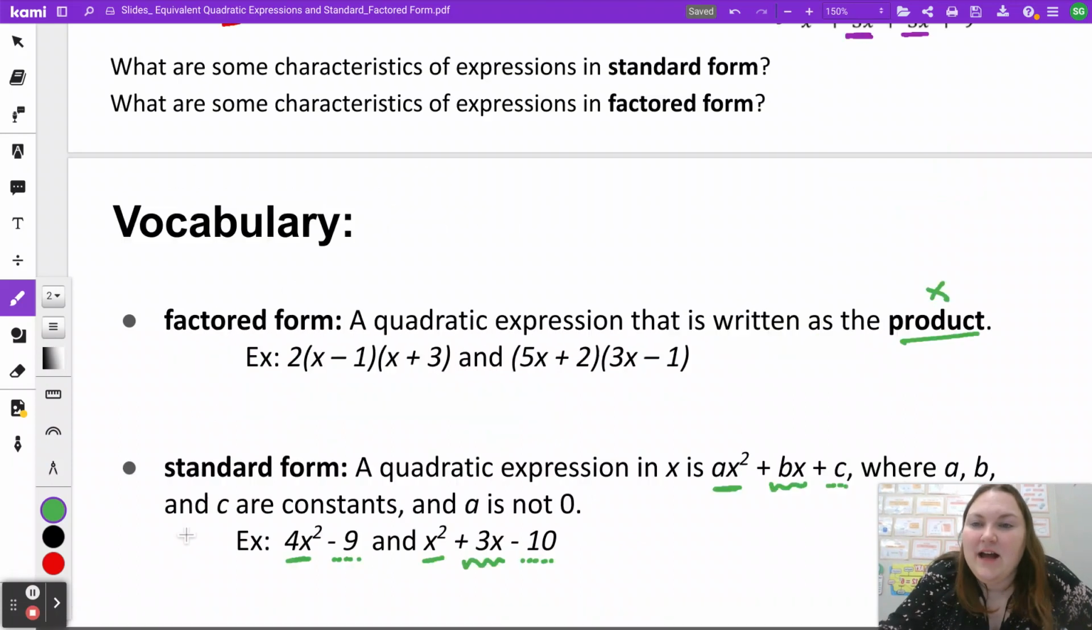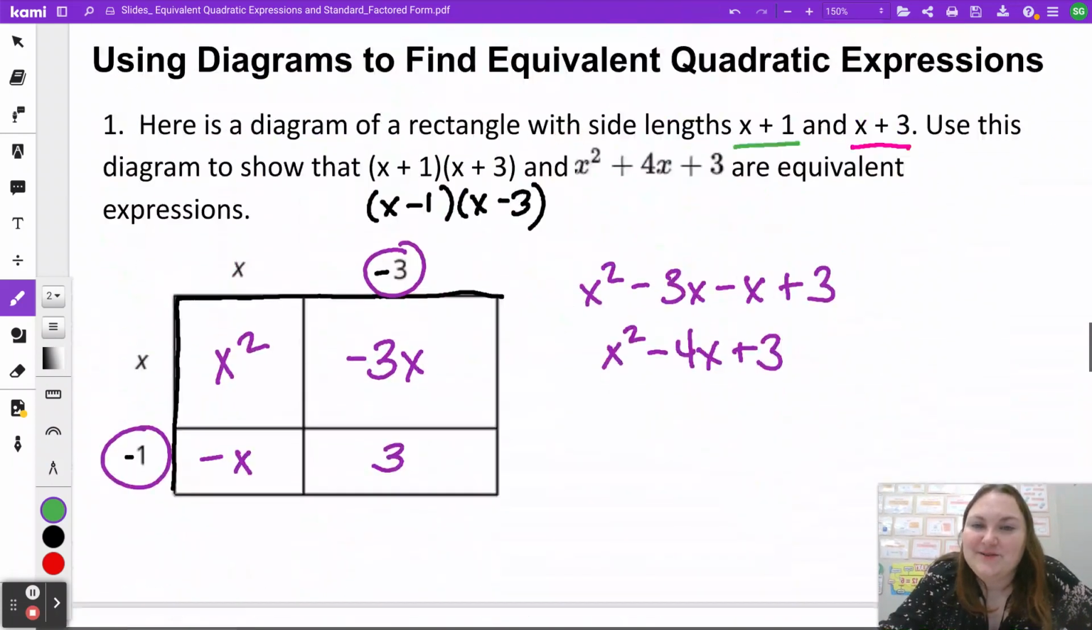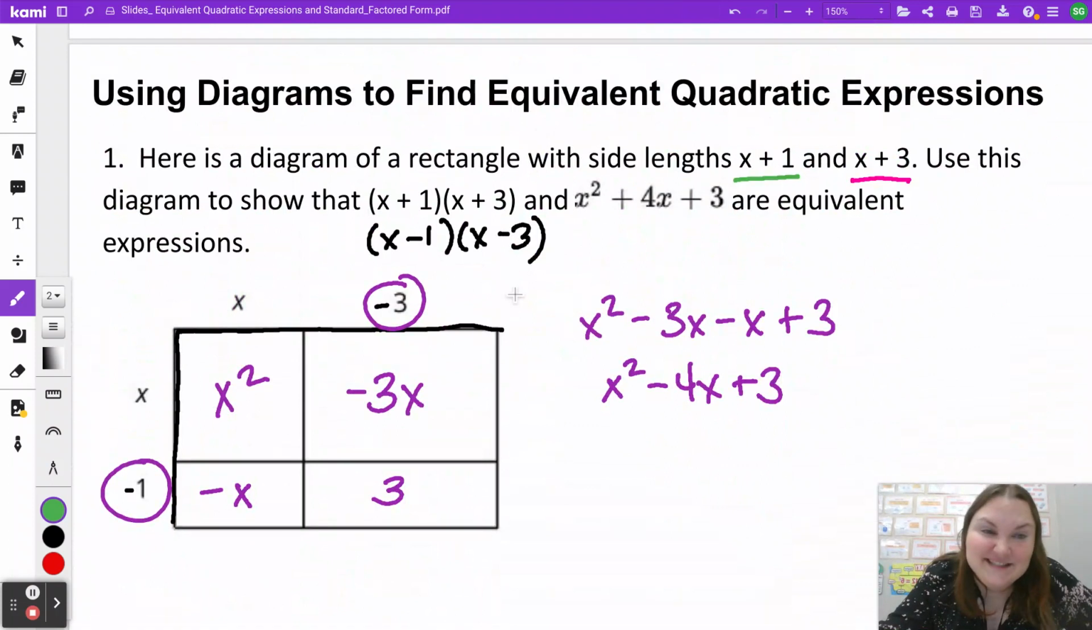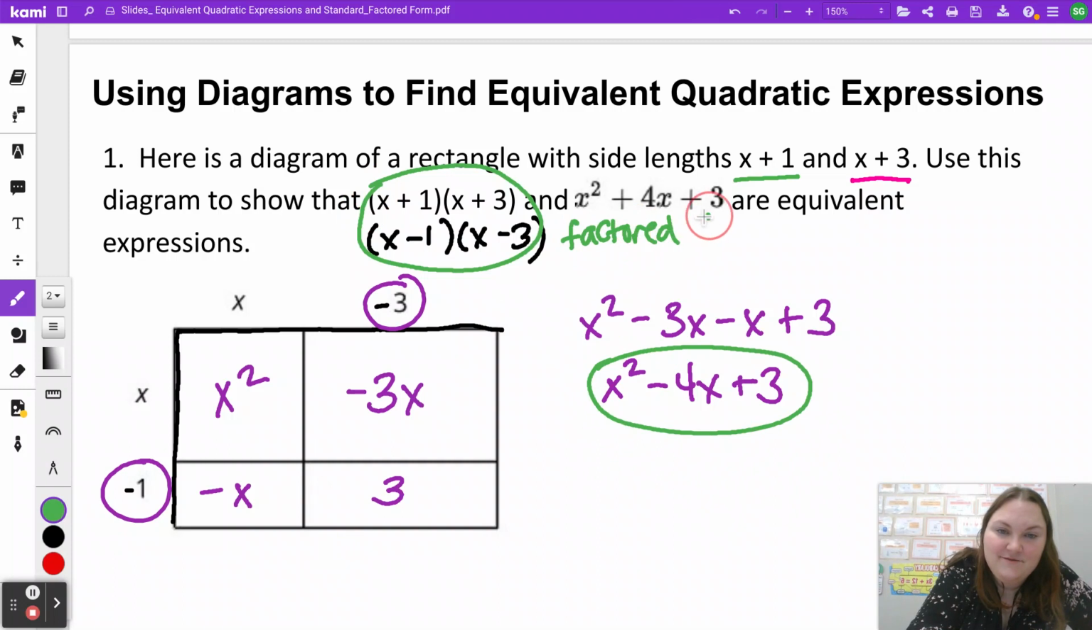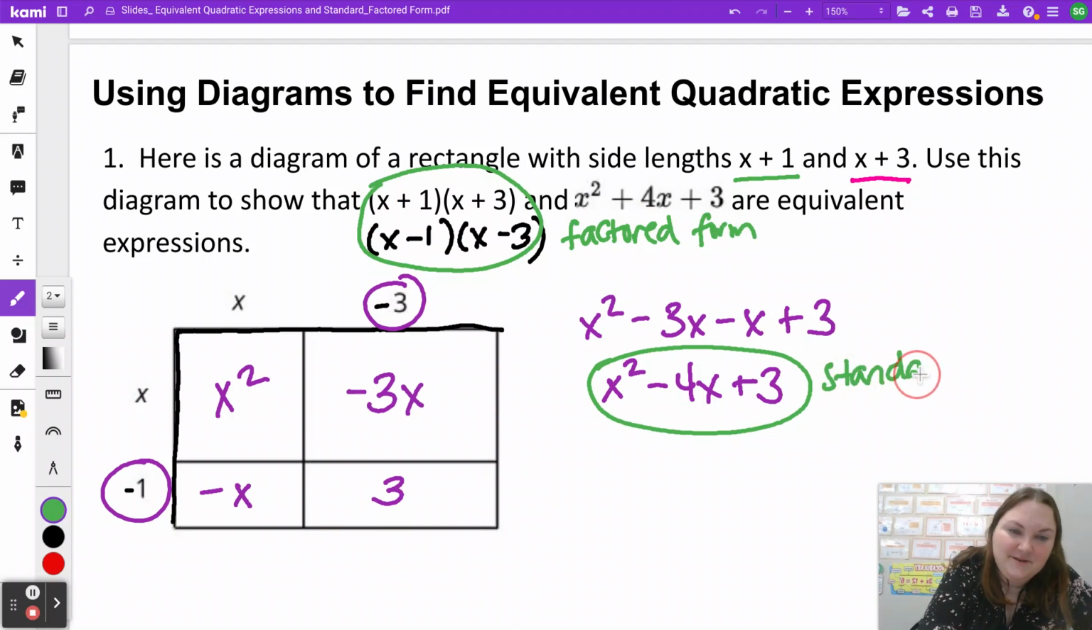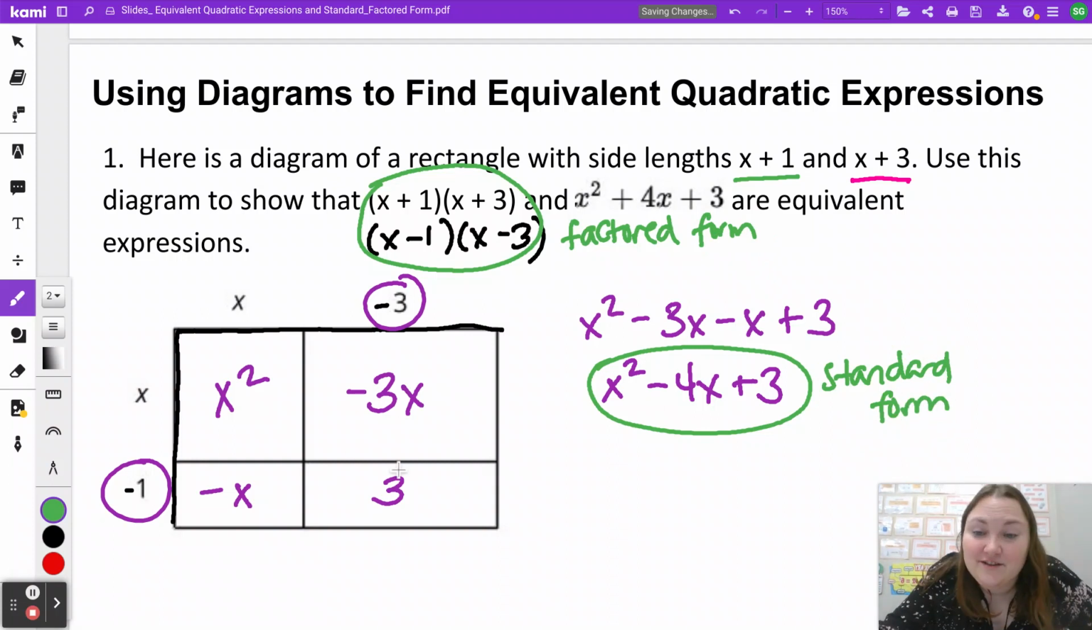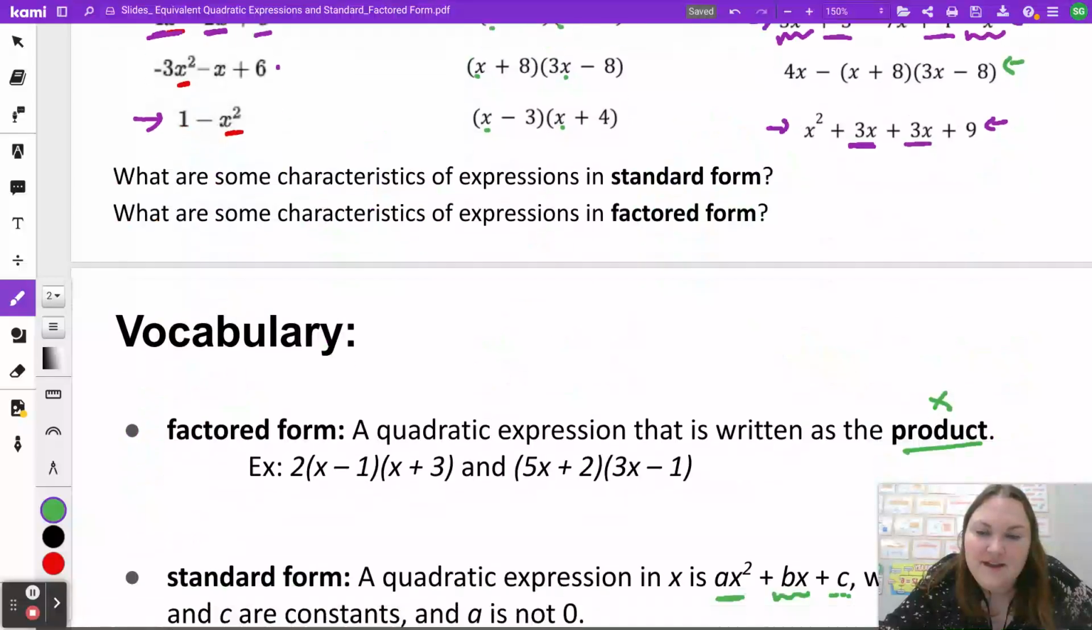And so earlier in this lesson, when we were doing all of this math to find these equivalent expressions, I was giving you something in factored form, and you were finding an equivalent expression in standard form. This is what we call factored form, and then this is what we call standard form. So that's the last piece, is putting that vocabulary to all of this math you have been doing.